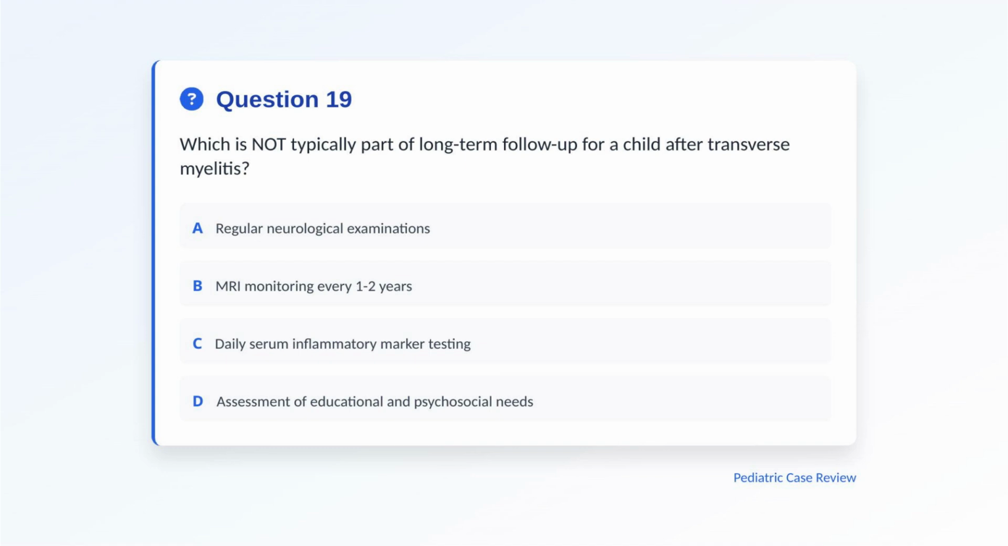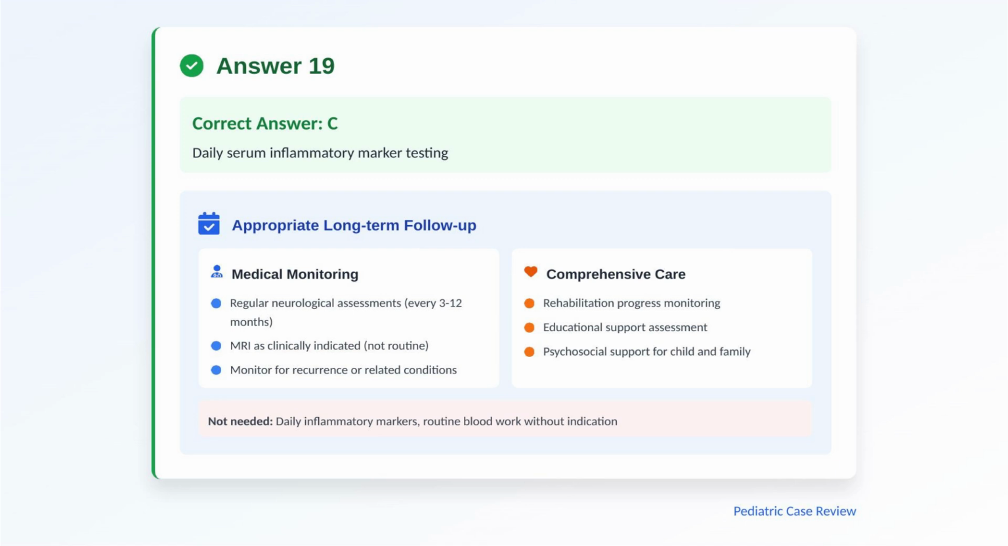Question 19 focuses on long-term follow-up. Which of the following is not typically part of long-term follow-up for a child after transverse myelitis? A. Regular neurological examinations. B. MRI monitoring every 1 to 2 years. C. Daily serum inflammatory marker testing. D. Assessment of educational and psychosocial needs. The correct answer is C.